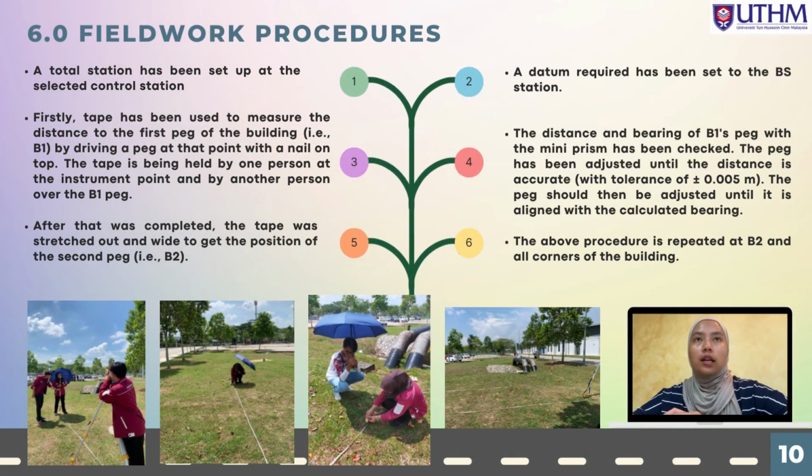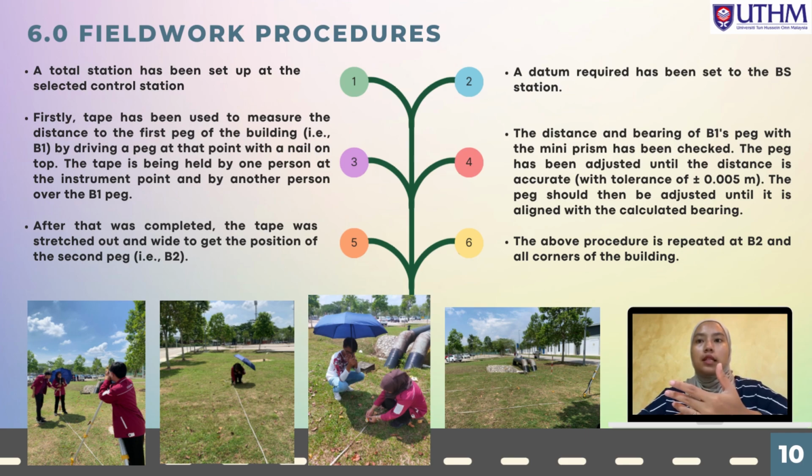Next, I will discuss the procedure when conducting a setting out project. Firstly, a total station is set up at the selected control station. Next, a datum required is set to the BS station. Third, a tape is used to measure the distance to the first peg of the building, by driving a peg at that point with a nail on top. The tape is held by one person at the instrument point and by another person over the B1 peg. Number 4, the distance and the bearing of the B1 peg with the mini prism are checked.